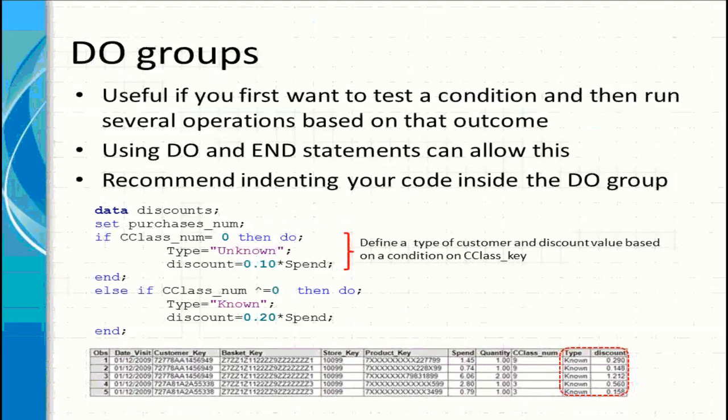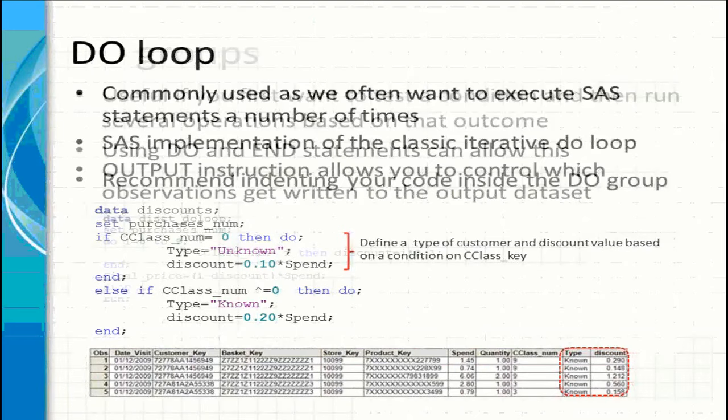So in this example, you see that you've got if C class num equals 0, then do, and then a block of code where we go through the different conditions. Likewise for the else if, where we also have else if C class num not equals 0, then do something else. This really allows you, in this case, to define the type of customer and discount value based on the condition of this C class underscore key variable. Okay, so that's a do group.